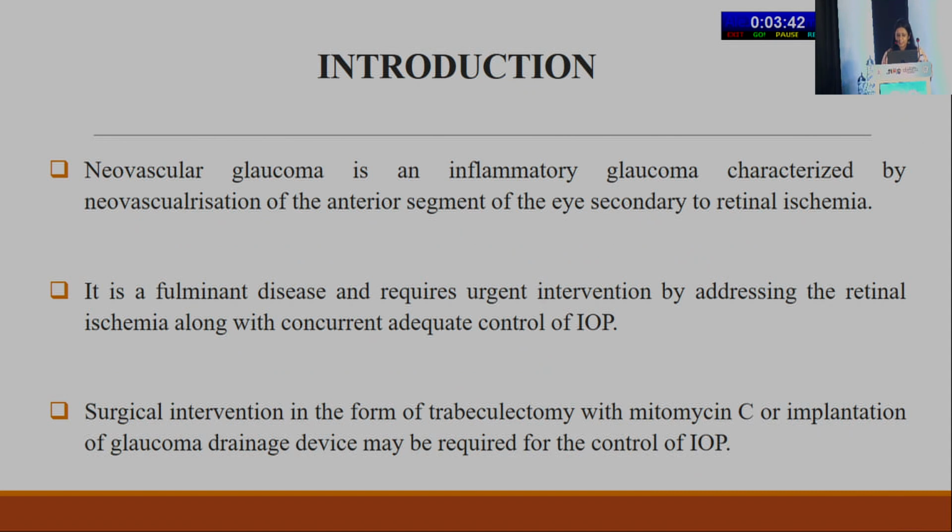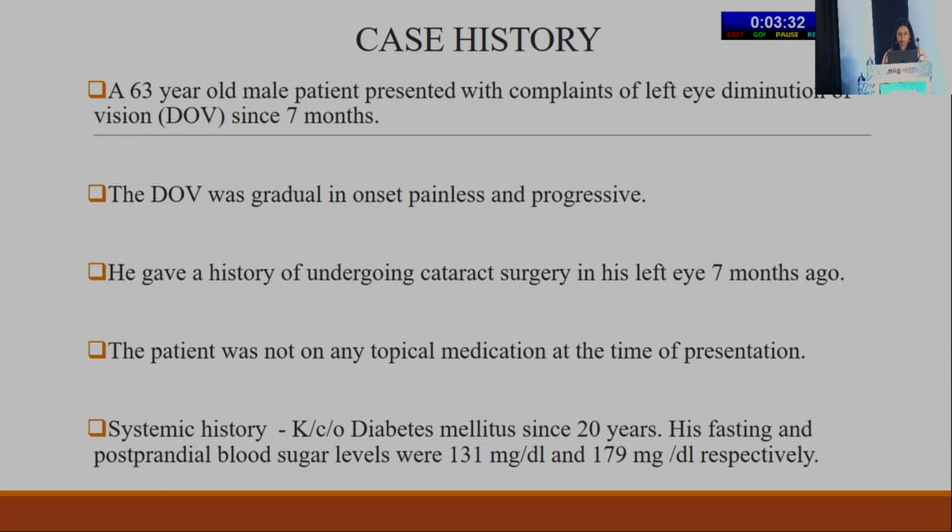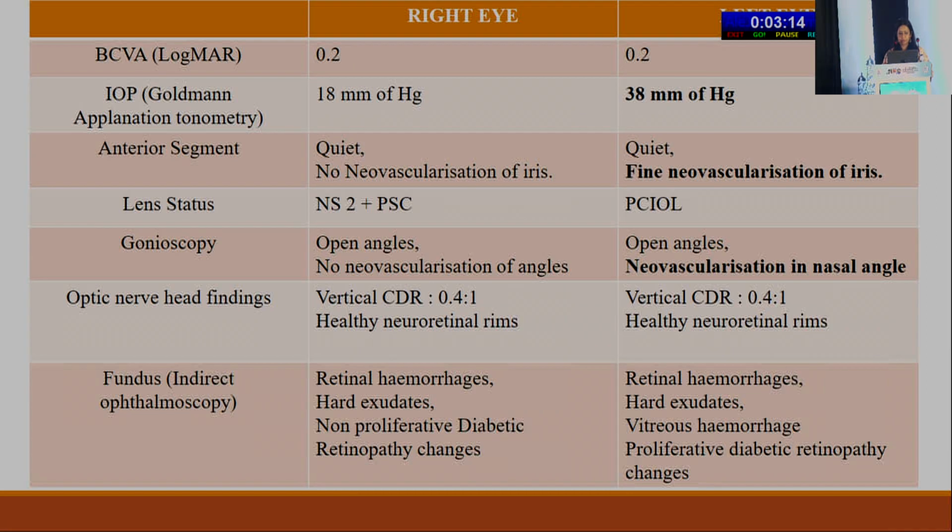It is a fulminant disease and requires urgent intervention. Surgical intervention in the form of trabeculectomy with mitomycin C or implantation of glaucoma drainage devices may be required for the control of IOP. A 63-year-old male patient presented with complaints of left eye diminution of vision since 7 months. It was gradual in onset, painless and progressive. He gave a history of undergoing cataract surgery in his left eye 7 months ago. The patient was on nil topical medications and was a known diabetic.